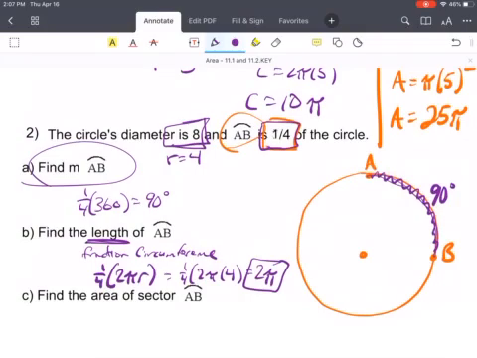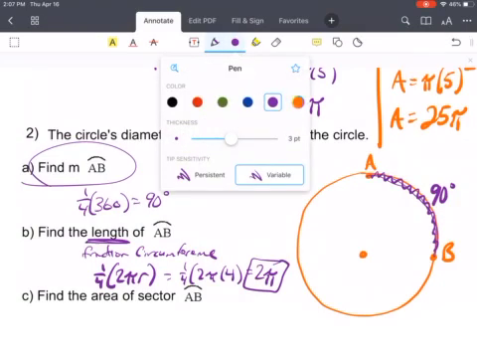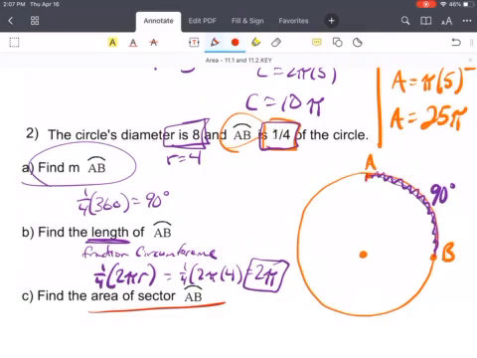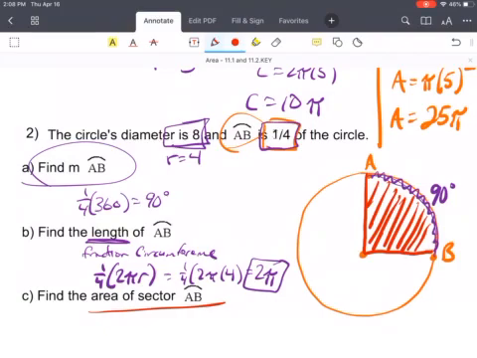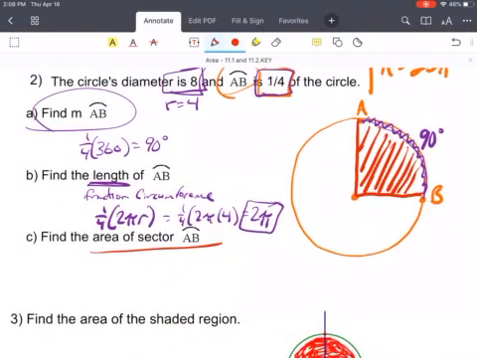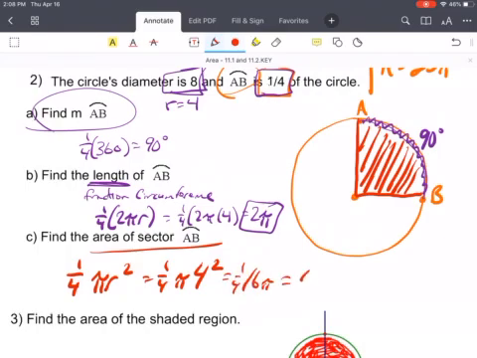The area of the sector for AB, so now in order to do the area of the sector, from A to B, it's this entire region. Finding the area, it is a part of the circle. It is 1/4 of the area of the circle. So 1/4 of my pi times 4 squared, which is 1/4 of 16 pi, which is 4 pi.